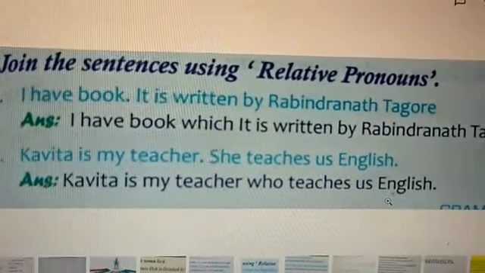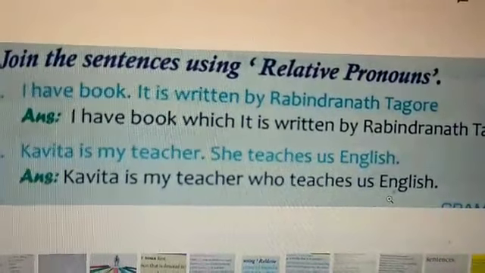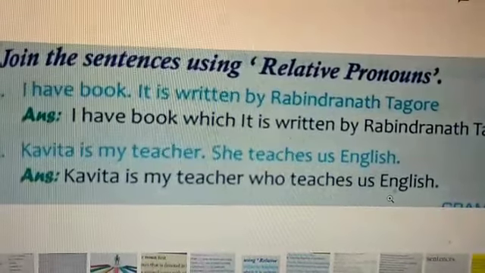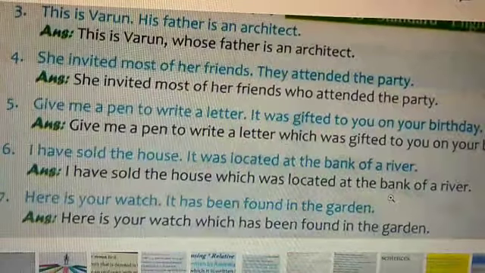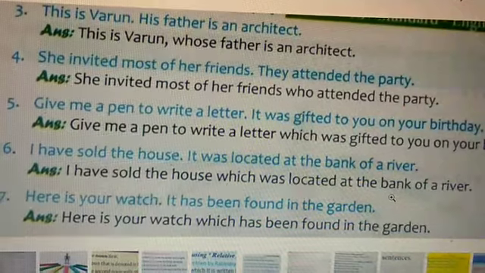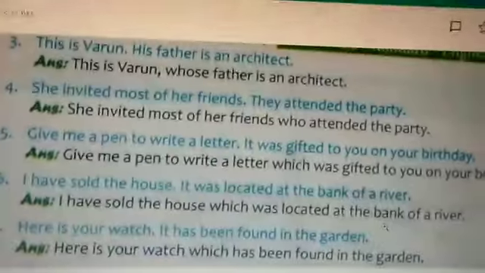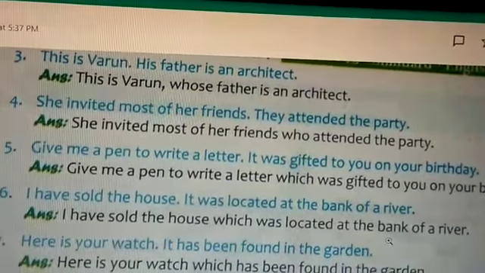Coming to the second one, Kavita is my teacher. She teaches us English. Kavita is my teacher who teaches us English. Third one you see, this is Varun. His father is an architect. We are talking about Varun's father. So, the answer will be like this. This is Varun whose father is an architect.